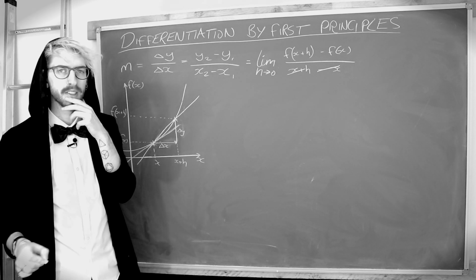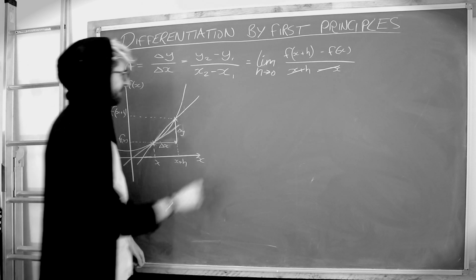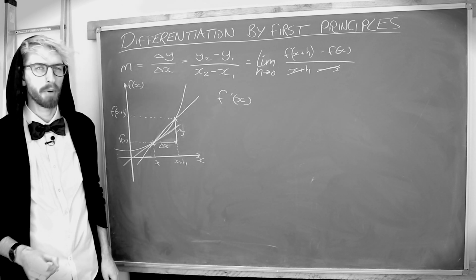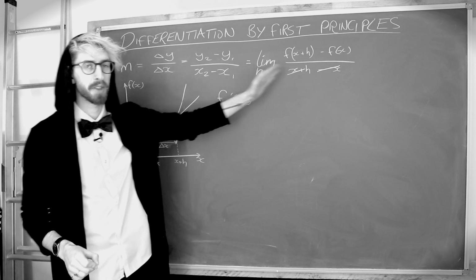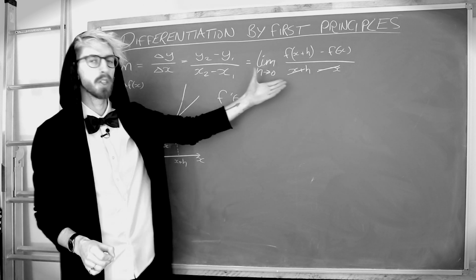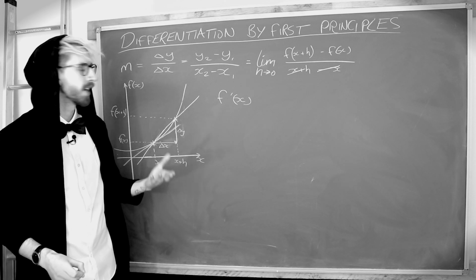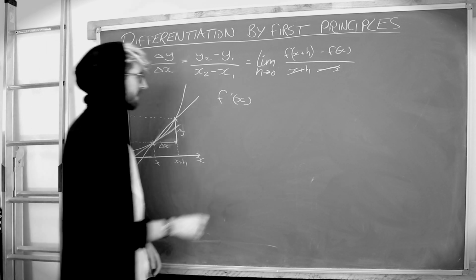Nice. But there's one problem. It's not m, is it? It's f prime of x. It's the derivative. So I can't really mathematically write that. I just used it to come up with this kind of derivation of differentiation by first principles. So let's write it out properly.